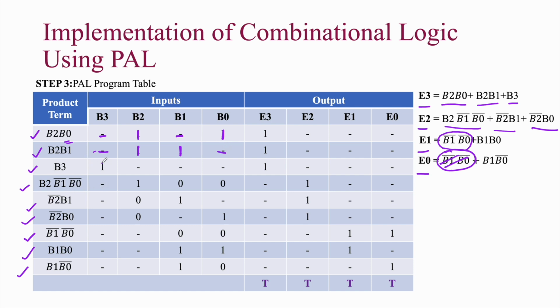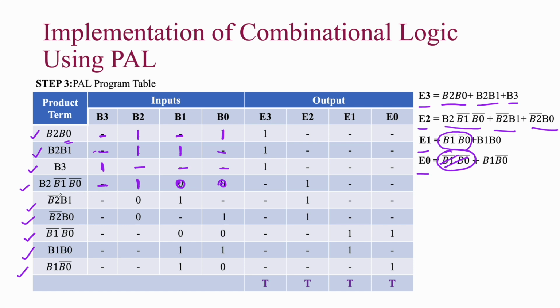Here we have only B3. So B3 is the only variable available. Let us mark a hyphen for the rest of the variables. Here we have B2, therefore 1 for B2. B1 bar, therefore B1 is there but in its inverted form, so it is 0. Similarly B0 is there, again in its complemented version, therefore it is 0. We don't have the term B3, therefore for the variable B3 we make a hyphen.